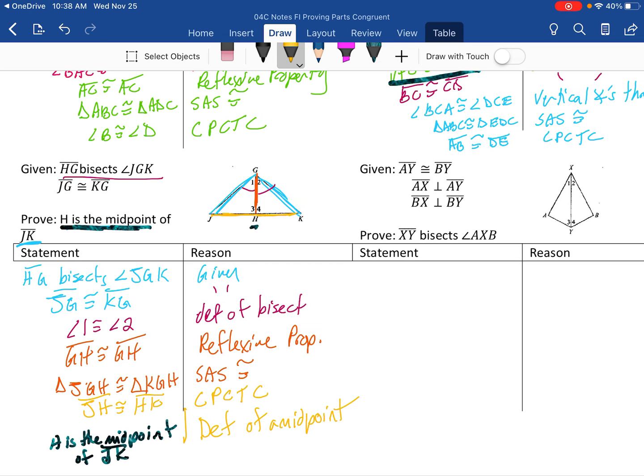Okay? I showed that, well, if the two parts are congruent, then H has to be the midpoint of that. So that's what I had to do first. I had to show that the parts were congruent, so then I could say, well, that's definitely a midpoint because it splits it into two congruent parts.